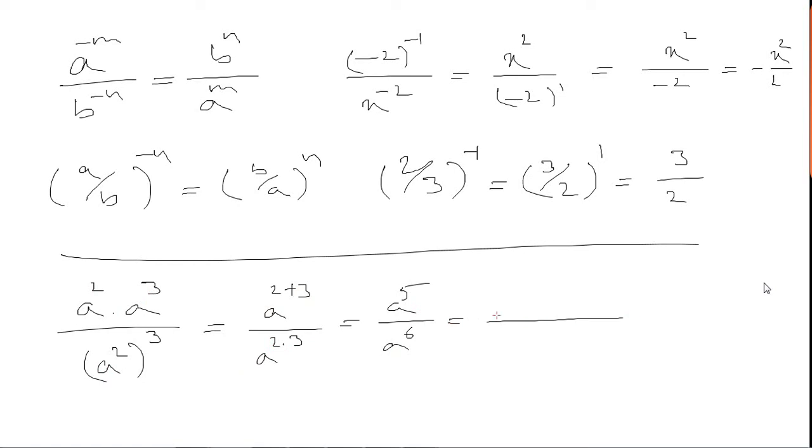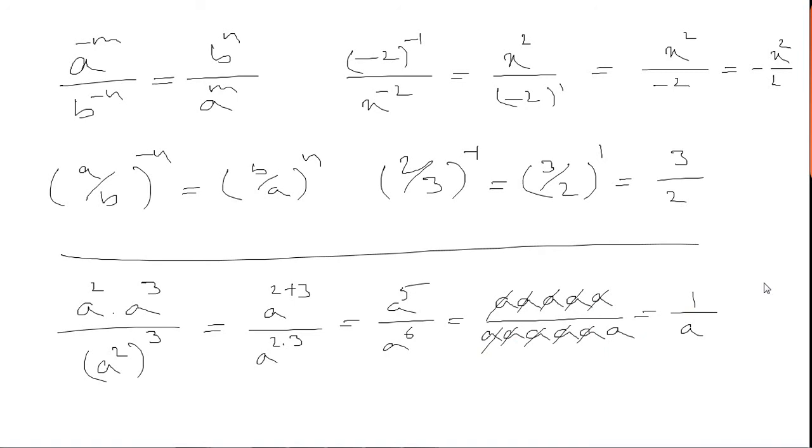Okay, don't forget that a to the power of 5 is just a times a times a times a times a. And a to the power of 6 is a times a times a times a times a times a. Now you can see this cancels this, this cancels this, this cancels this, this cancels this, this cancels this, so you're only left with 1 over a.